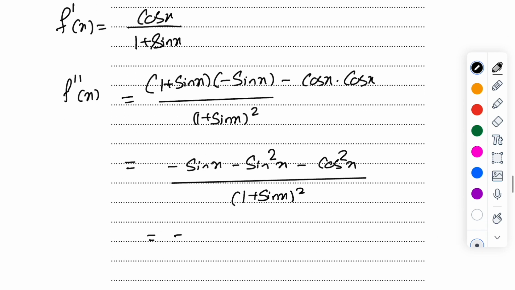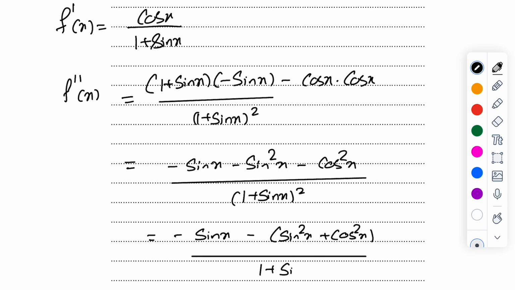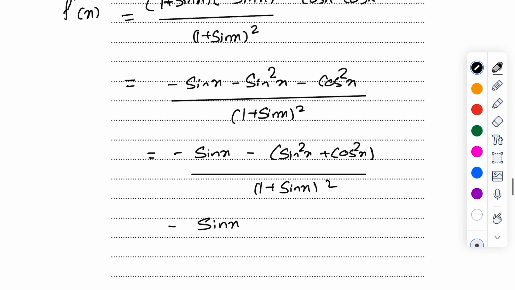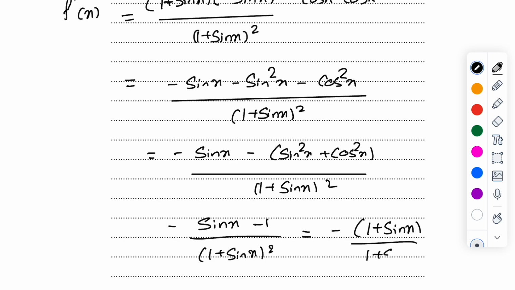So take minus 1 common, so minus of (sin squared x plus cos squared x). What is sin squared x plus cos squared x? Which is 1. So over (1 + sin x) squared, it is negative sin x, negative 1, divided by (1 + sin x) squared. So negative common, so (1 + sin x) upon (1 + sin x) squared. Then (1 + sin x) and (1 + sin x) get cancelled, giving negative 1 upon (1 + sin x).